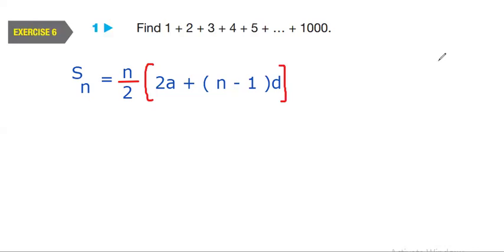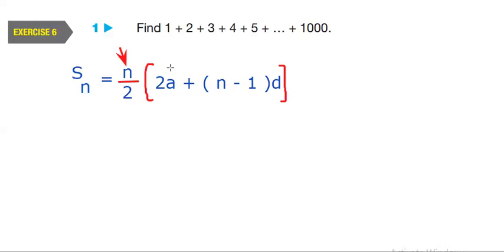Now we understand each part of this formula. As we said, n is the number of, or the count of the numbers, or how many numbers we're trying to find the sum of. For example, for this question, n will be what? Very good. It's going to be 1000 because we have 1000 numbers. How did we know it's 1000? Because it starts from 1 and goes up by 1 till it reaches 1000. That's why we have 1000 numbers.